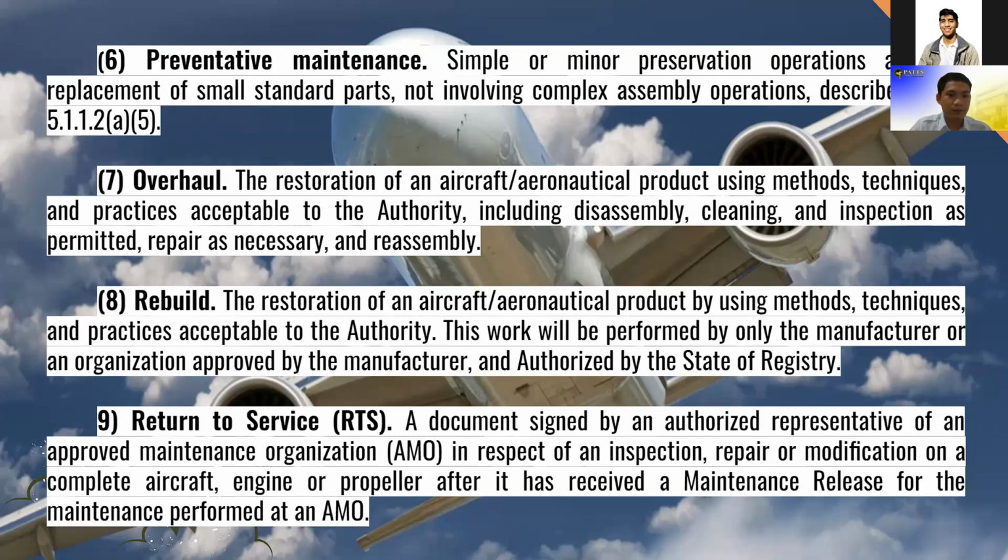Overhaul: the restoration of an aircraft or aeronautical product, including disassembly, cleaning, and inspection as permitted, repair as necessary, and reassembly and testing in accordance with the approved standard. Rebuild: the restoration of an aircraft or aeronautical product using methods, techniques, and practices acceptable to the authority. Return to service, RTS: a document signed by an authorized representative of an approved maintenance organization, or AMO. Next slide, please.